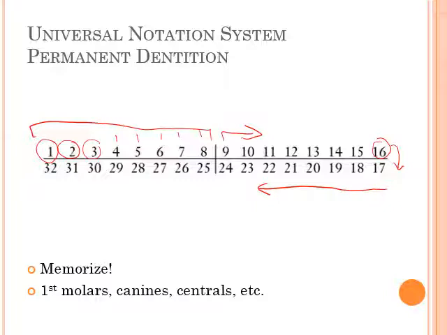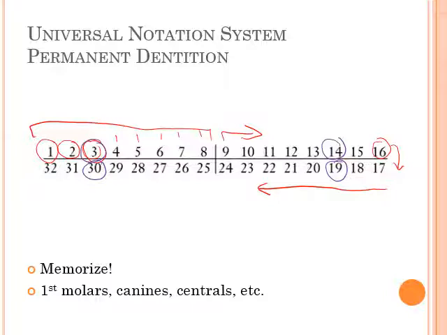As far as mnemonics or tricks and ways that can help get you started to memorize these numbers, one way you can do it is to memorize the first molars. The first molars are 3, 14, 19, and 30. So you might just repeat 3, 14, 19, 30, and remember that those are the first molars.